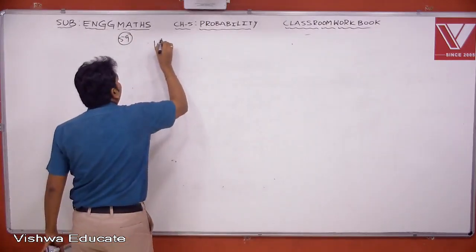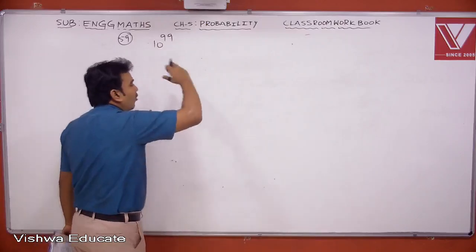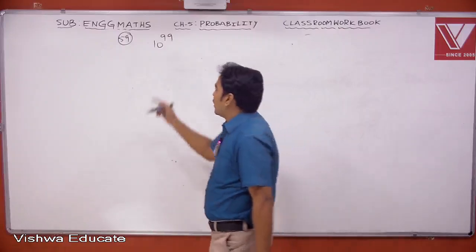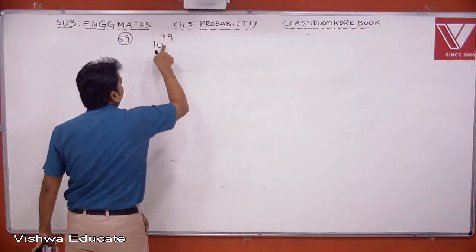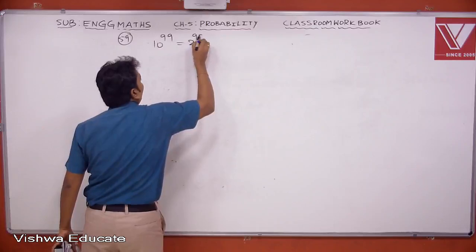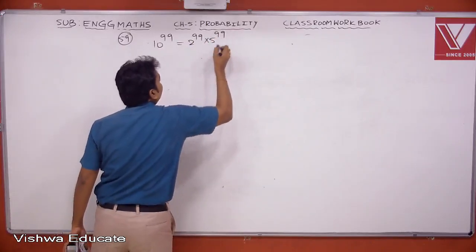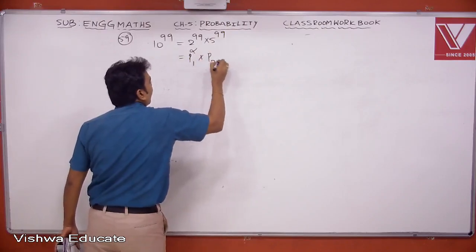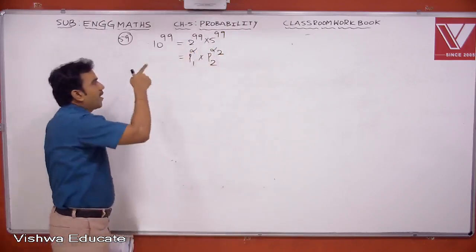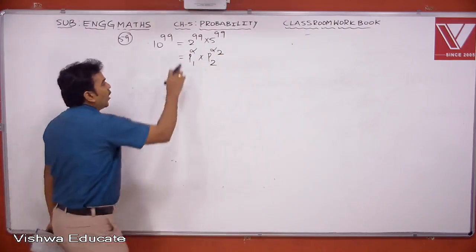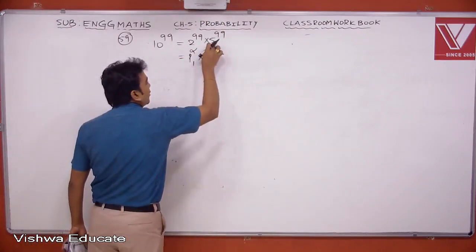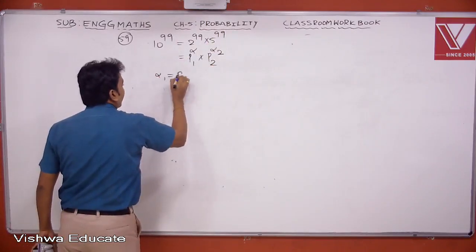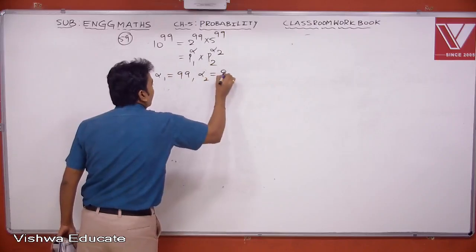10^99 has a certain number of factors. We can easily get the number of factors of 10^99. The prime factorization of this is 2^99 into 5^99. So it is in the form p1^alpha1 times p2^alpha2, which is called the prime factorization of 10^99. Now p1 is the prime number 2 and p2 is the prime number 5. So here alpha1 equals 99 and alpha2 equals 99.